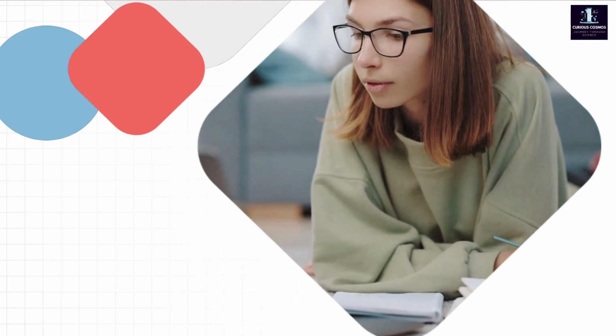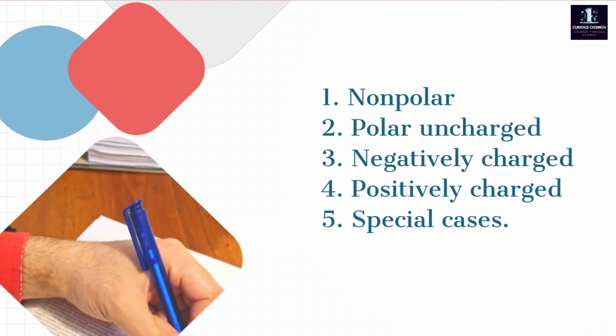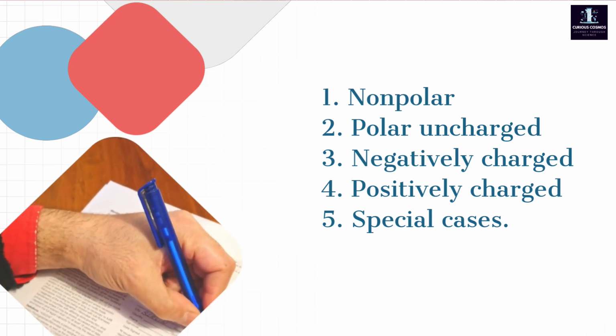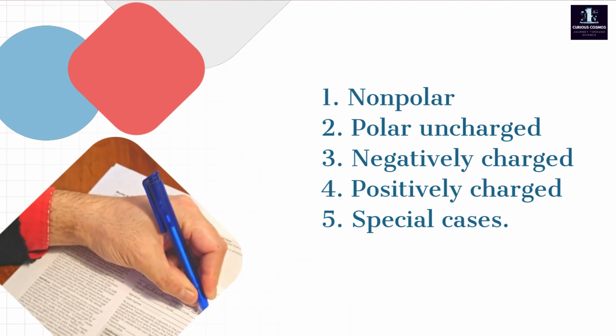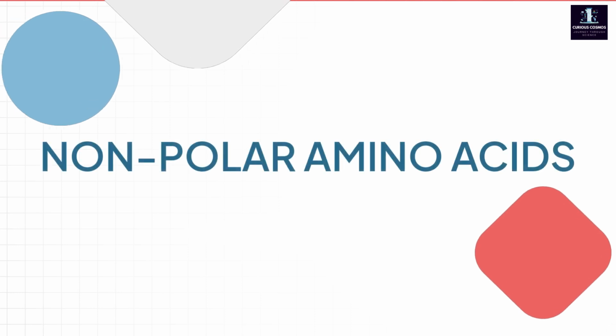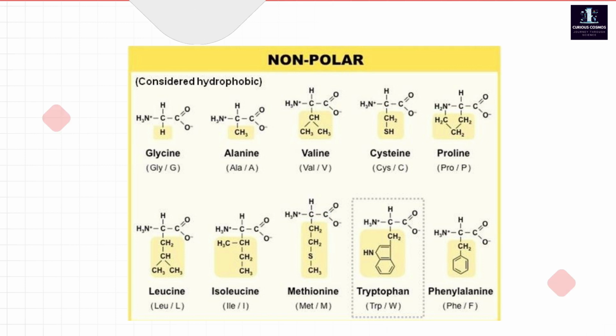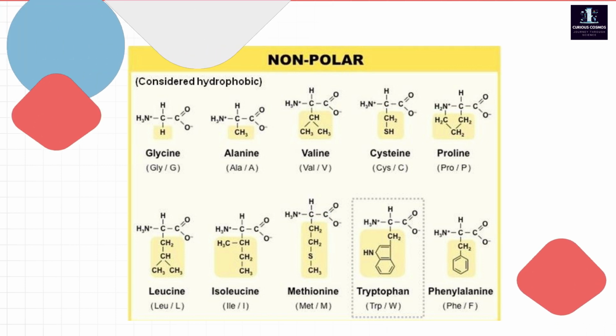To start, let's break down the amino acids into 5 categories: nonpolar, polar uncharged, negatively charged, positively charged, and special cases. First, the nonpolar amino acids. We have alanine, glycine, isoleucine, leucine, methionine, phenylalanine, proline, tryptophan, and valine. Remember their unique structures and their hydrophobic nature.